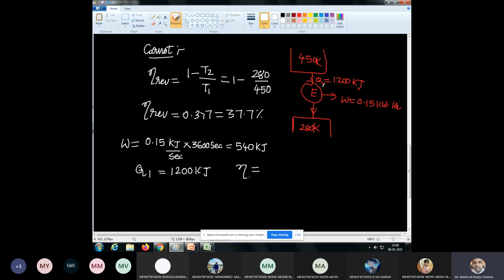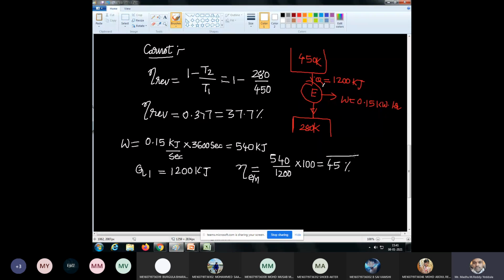Efficiency of the engine is equal to work done by heat supplied: 540 by 1200 into 100. How much is this value? Tell me. 0.45, sir. Into 100 means 45%.